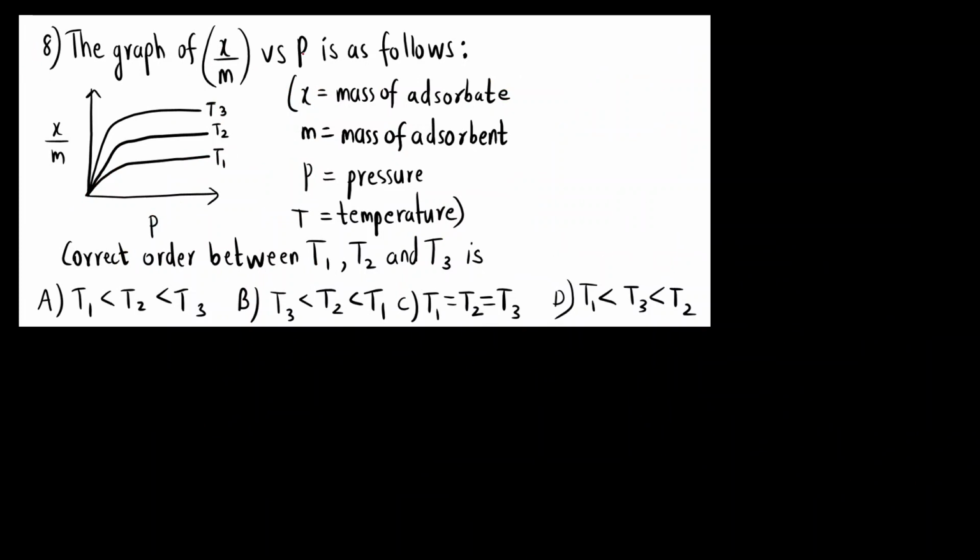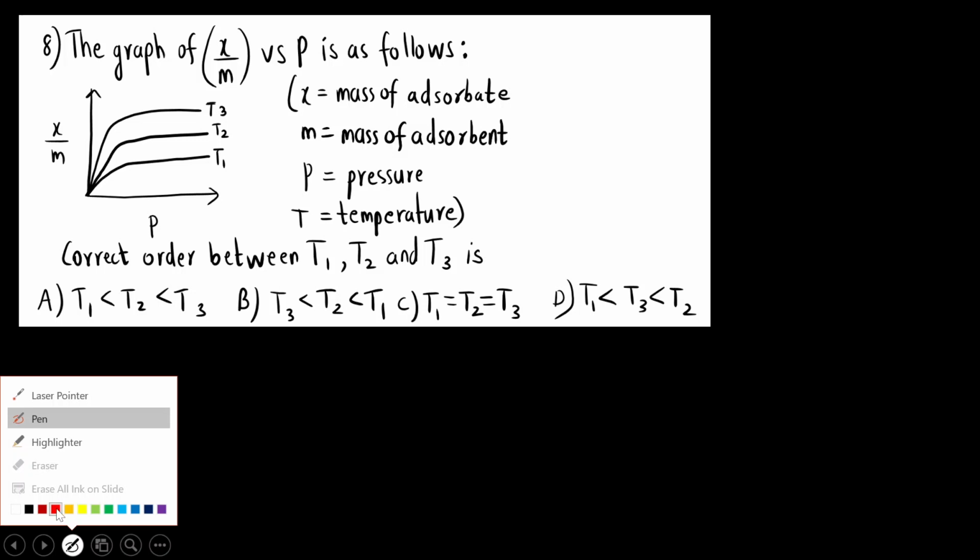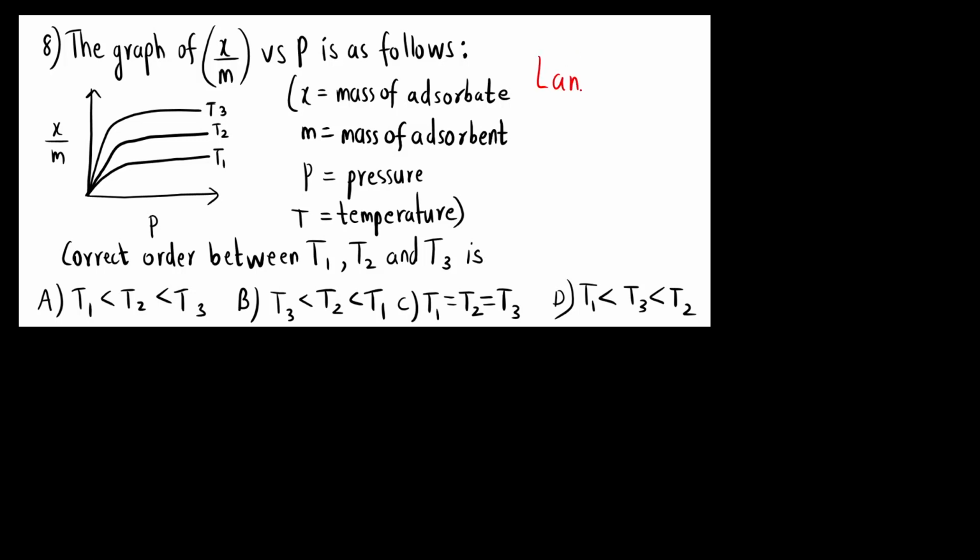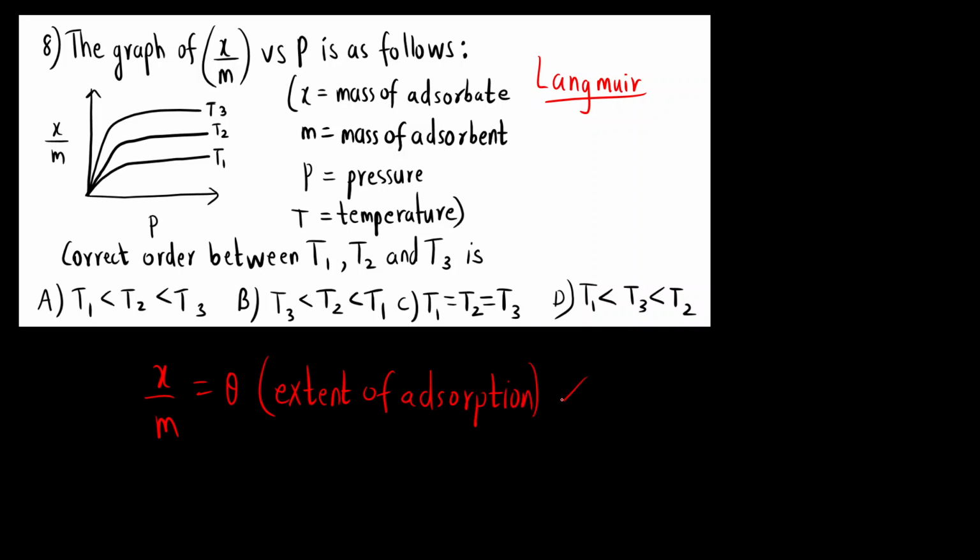Next is this question. Graph of x by m versus p is as follows. So this is based on which isotherm? It is based on the Langmuir isotherm. Okay, x by m is what? It is theta, or we can say extent of adsorption. And you have to remember that this extent of adsorption is inversely proportional to temperature.